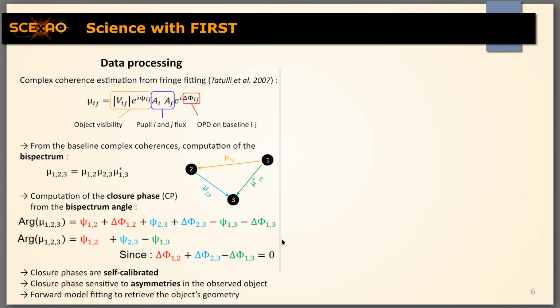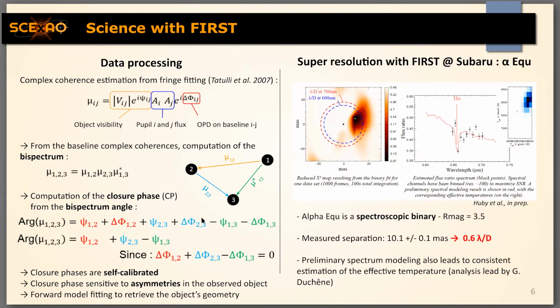Therefore, the closure phases, the triangle subtractions, are self-calibrated and allow us to retrieve whatever asymmetries are hidden in the visibility of the object. And then we use forward modeling, either modeling a disk, modeling star binaries, or with variable contrast, and do forward modeling to retrieve the asymmetry.